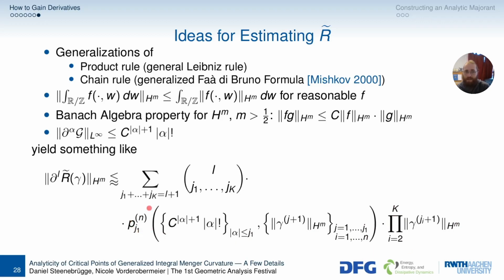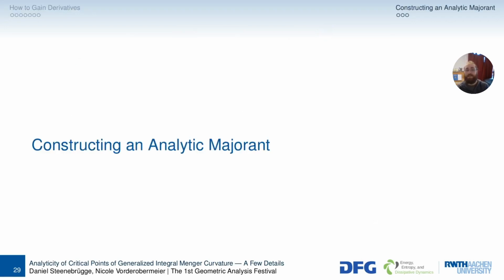And this is the polynomial from Faà di Bruno's formula. Don't worry too much about that. If you want, we can talk about that in a minute. And then we have a bound for R tilde. What we still need is the analytic majorant. And to talk about that, we're going to need a bit of a closer look into the generalized Faà di Bruno formula.